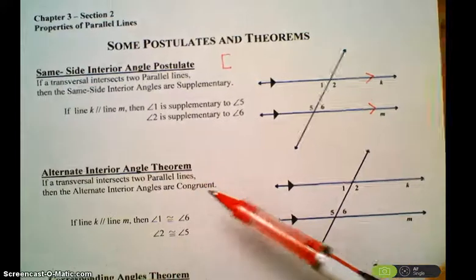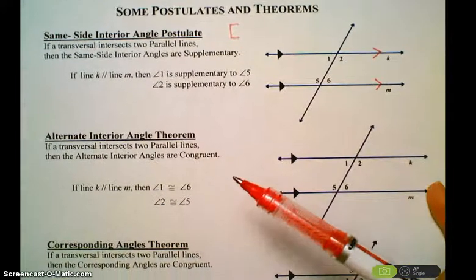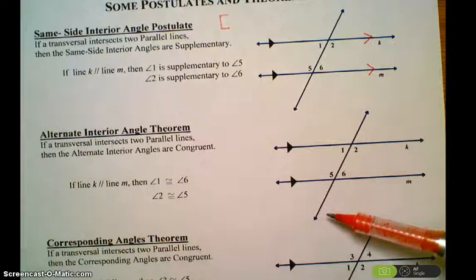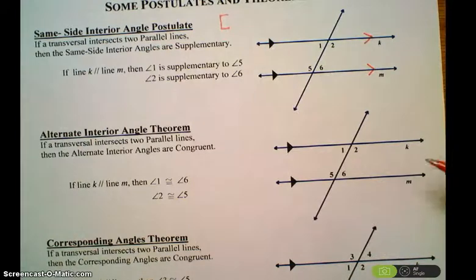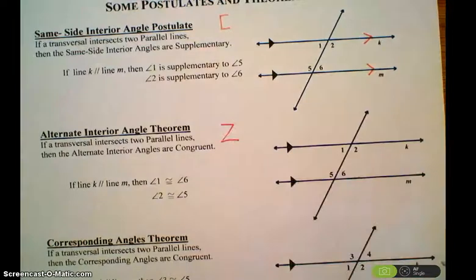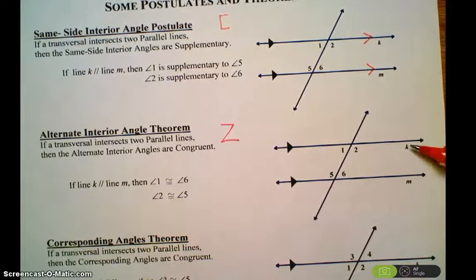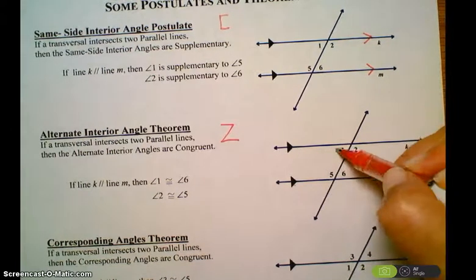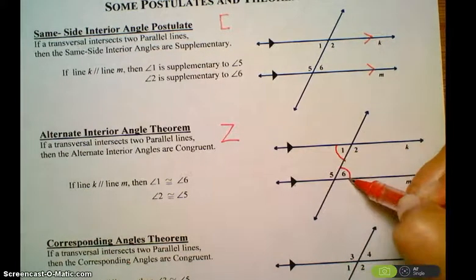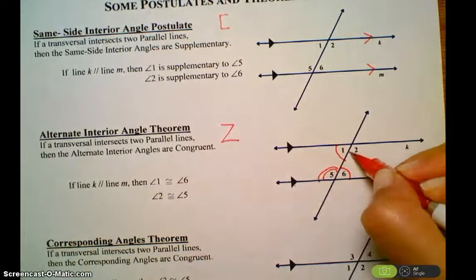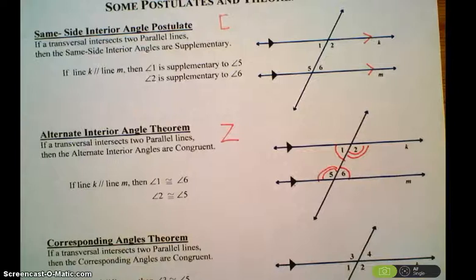The next theorem is for alternate interior angles, and it says, again, when the transversal intersects your two parallel lines, your alternate interior angles are congruent. So remember again, the shape we're looking for is a zigzag shape. So in our picture, if line K and line M are parallel, then angle 1 must be congruent to angle 6, and angle 5 must be congruent to angle 2.